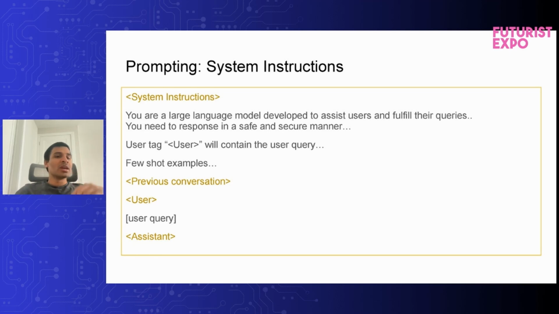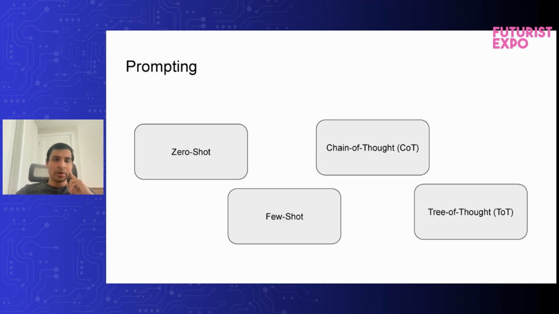So instructions, like we are saying you're a large language model, you need to respond to the user in a nice way, follow these instructions, here are some examples of how to do that, whatever. So these are system instructions. There are different techniques for prompting to improve the model performance.